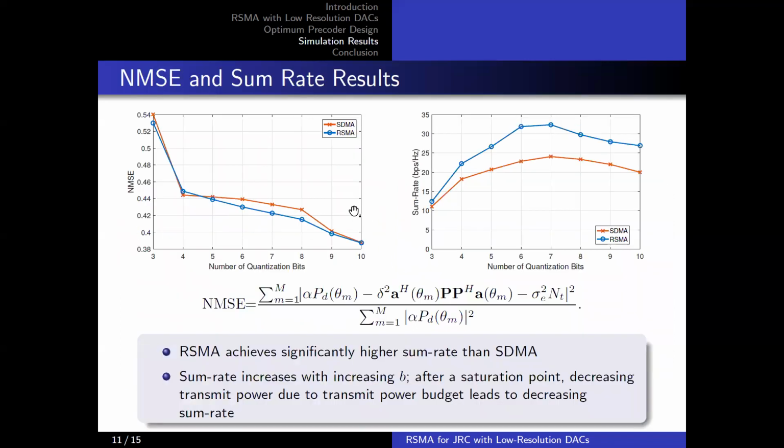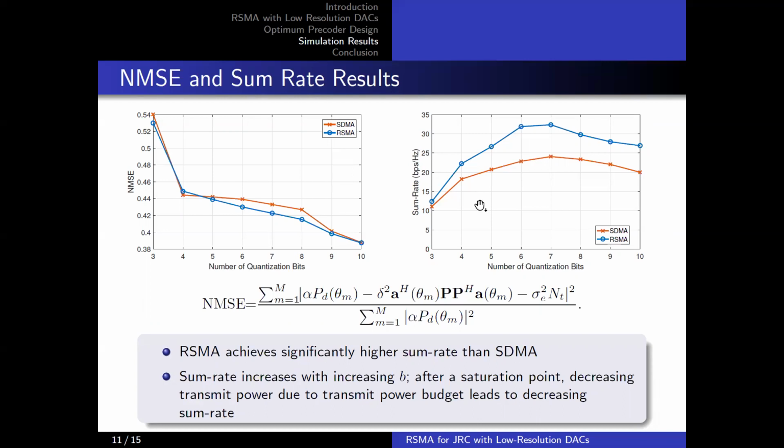We consider sum rate and normalized mean square error as evaluation metrics. Normalized mean square error is defined as the radar beam pattern error divided by the total power of the radar beam pattern mask. We consider independent radar fading channels for both users. The figures show the performance metrics with varying number of quantization bits. As observed from the figures, RSMA achieves significantly higher sum rate than SDMA for similar normalized mean square error values, approximately 8 bits at the optimum point.